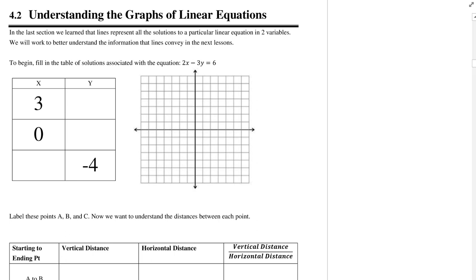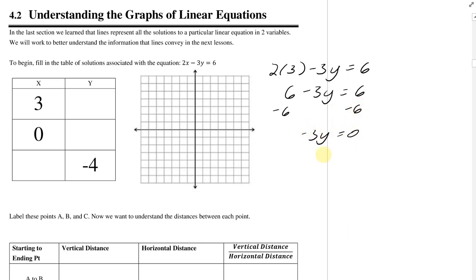Okay, so to begin, I'm going to plug in 3, and I'll do the work over here. So let's see, I've got 2 times 3 minus 3y equals 6. So this is 6 minus 3y equals 6. And so then I'll subtract off the 6's. I get negative 3y equals 0. Divide each side by negative 3. And I get y equals 0. So that would be the first point I'll fill in here.